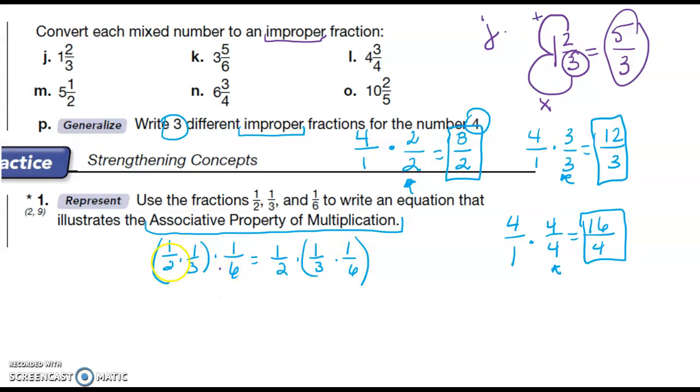parentheses don't. So here I have 1 times 1 is 1, 2 times 3 is 6, times 1 is 6, 1 times 1 is 1, 6 times 6 is 36. Let's see if we get the same answer on this side. 1 times 1 is 1, 3 times 6 is 18. 1 times 1 is 1, 2 times 18 is 36, and that's it.